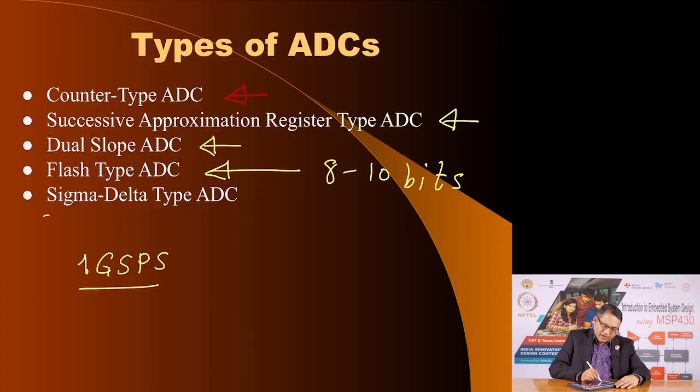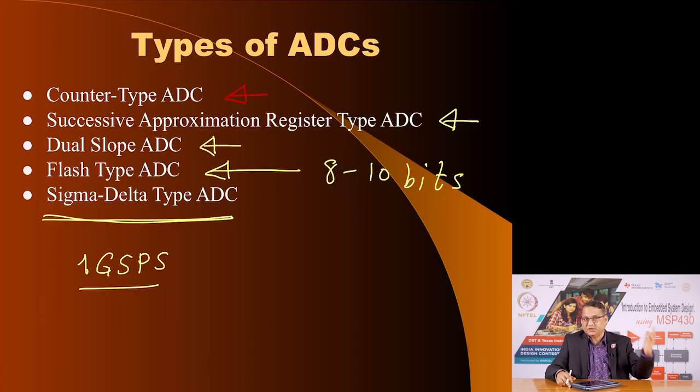And then the next type of ADC that we have is called the sigma delta type of ADC. They are used in voice encoding. So, these are the various types, but since our microcontroller is a general purpose microcontroller, not specifically useful for high speed conversions, the ADC that it has is a SAR type of ADC. So, we are going to look at ADC in this context.